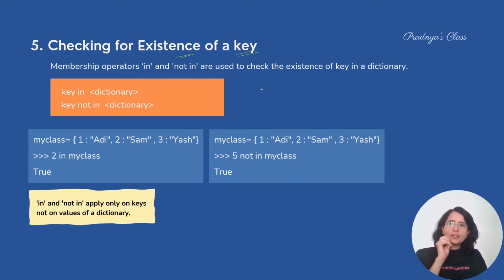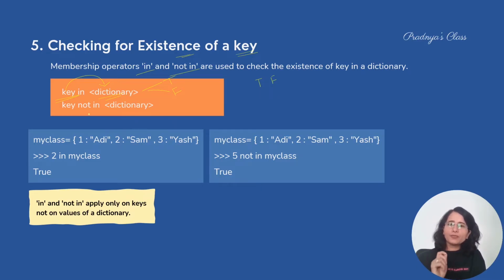If you want to check that a key is present in the dictionary or not, we can use two membership operators, in and not in. You are familiar with these membership operators. They give the result in the form of true or false. This is the general format: key in dictionary. It checks whether the key is present in the dictionary. If it is present, it will give true. If it does not exist in the dictionary, it will give false.